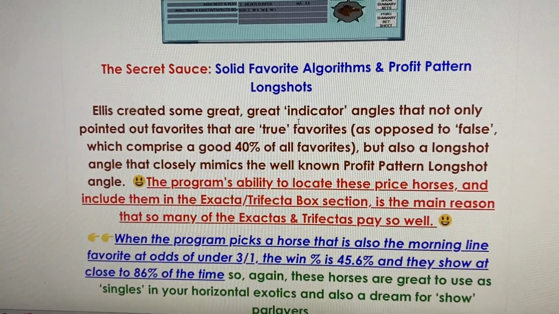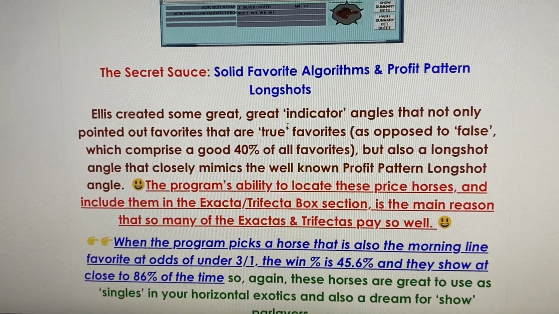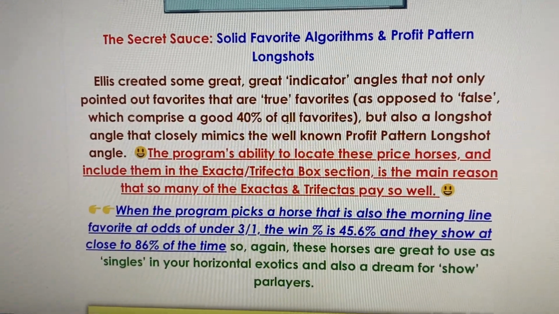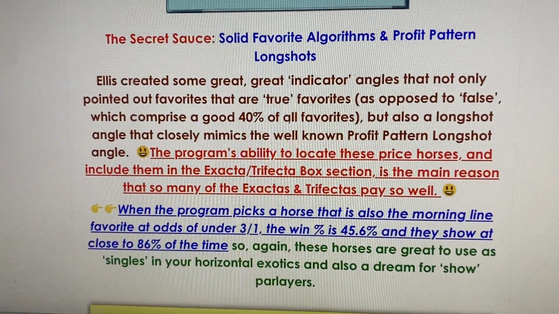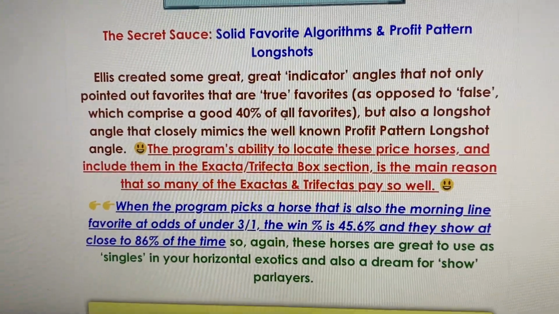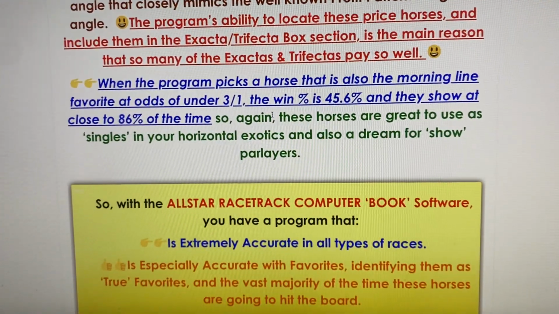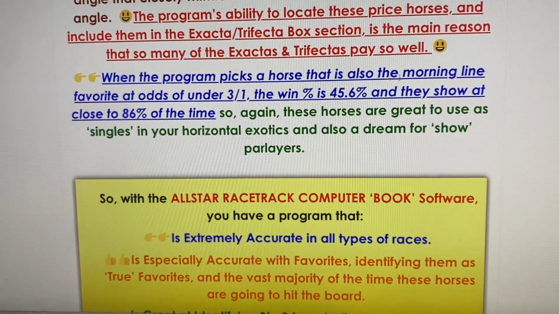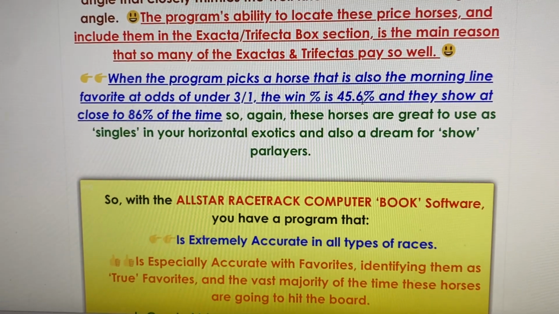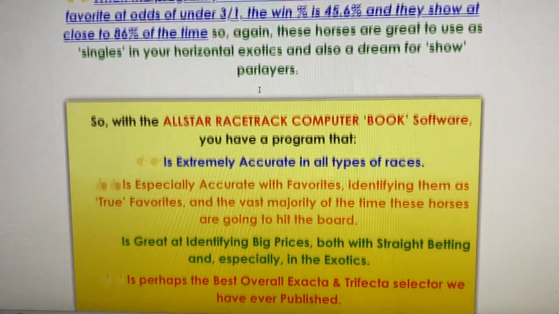And that's good information to have, not only, again, if you just like to bet favorites and cash tickets, but also in your exotics, you're going to want to include these horses. If you ever leave one of these horses out, you're really taking a chance. So again, that's another real benefit of the program. And again, when the program picks a horse that is also the morning line favorite, odds under 3 to 1, win percentage is 45.6%, and they show close to 86% of the time.